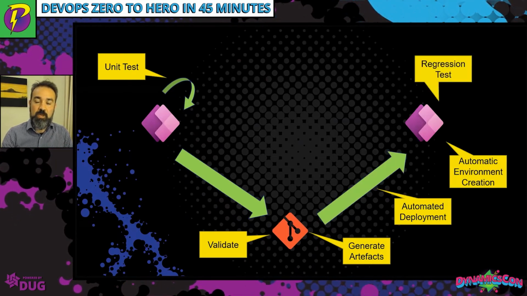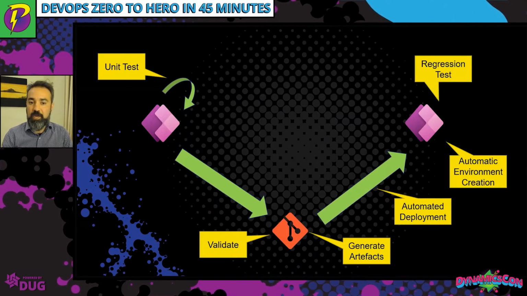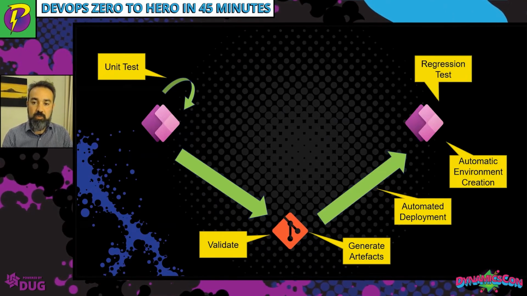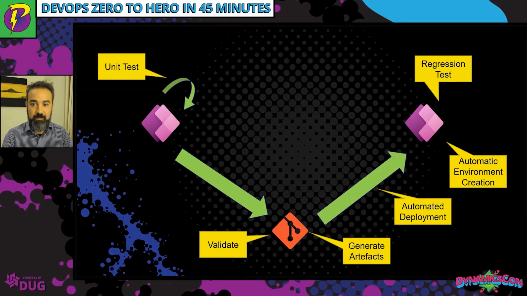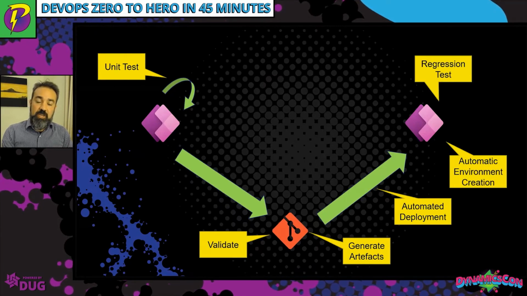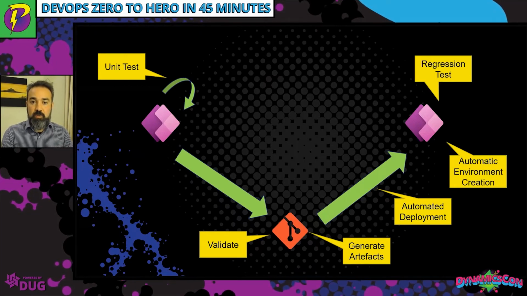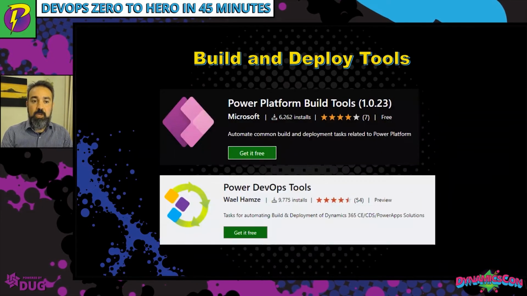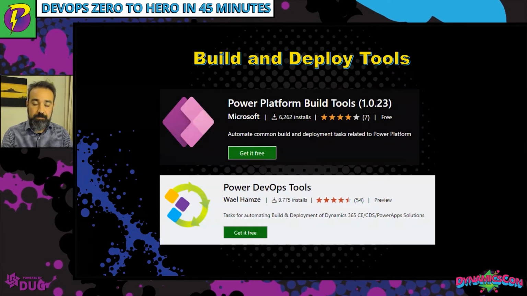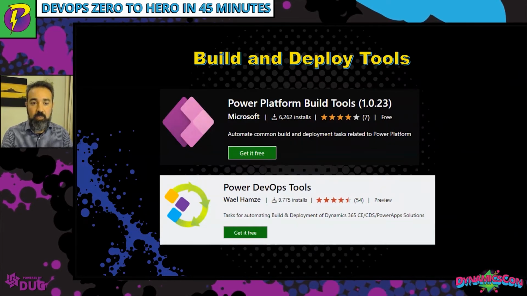So this is the cycle that we would typically do overnight, for example, just to make sure that our solution is working as expected. Now, with Azure DevOps, a lot of those tools are available in the marketplace and are easy to get. So the official one provided by Microsoft is the Power Platform Build Tools. It's actually quite a popular one.